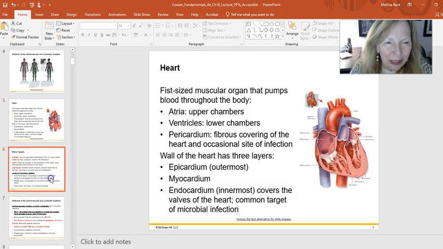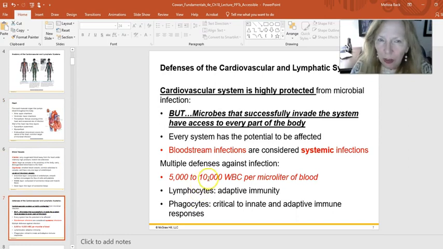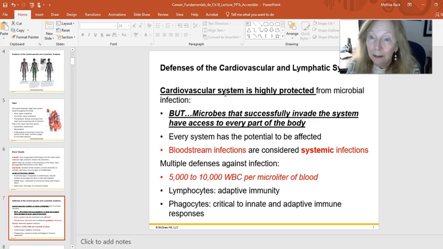Okay, so that was a little bit of the anatomy, just a quick review. We understand that the cardiovascular system is very much protected. It is a closed system. But the microorganisms that have the ability to invade it have the ability to invade every part of the body, because that liquid connective tissue we call blood is being sent throughout the body. So you can imagine that this is a very dangerous situation when we hear about bloodstream infections. These are systemic. They're going to affect almost every system.